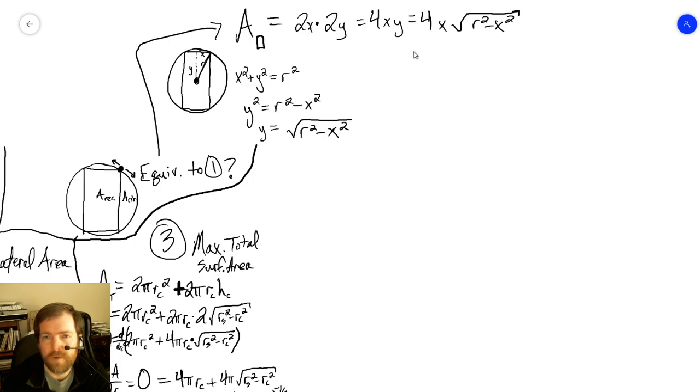So the area is going to be equal to that. Area of the rectangle equals 4x root r squared minus x squared. And now we want, again, ddx of both sides.